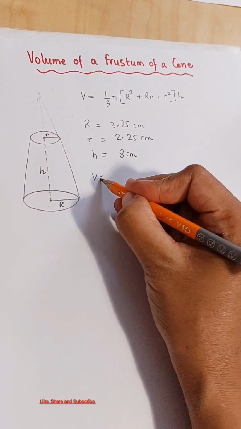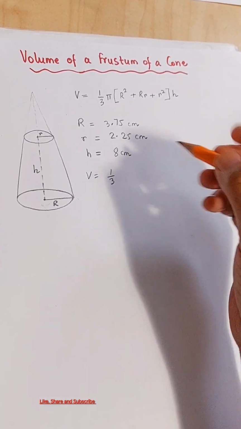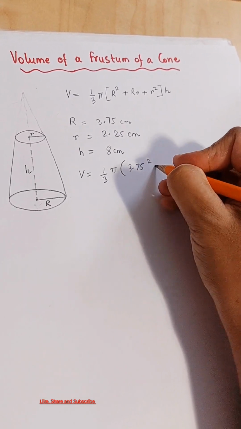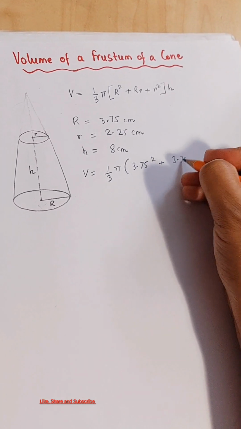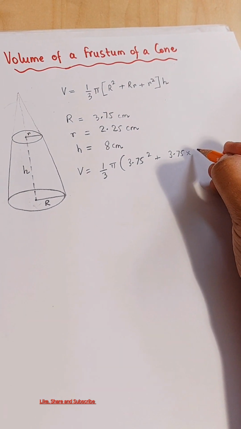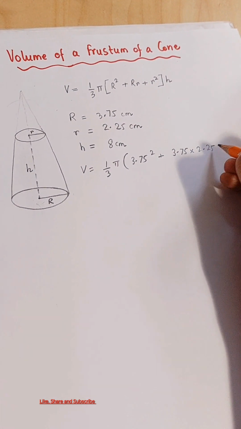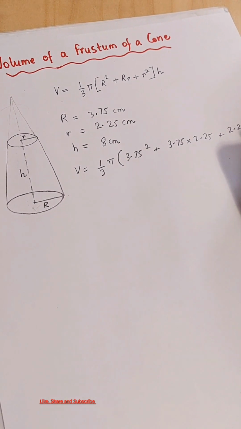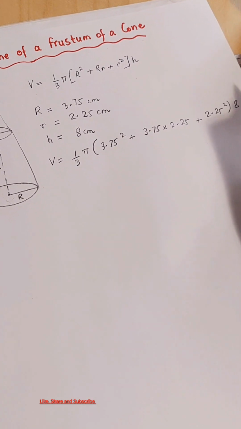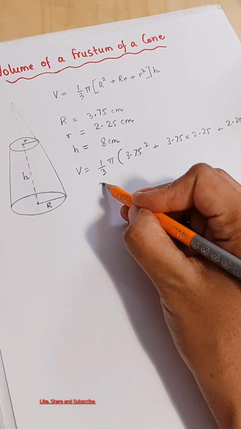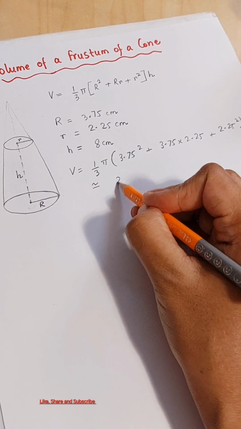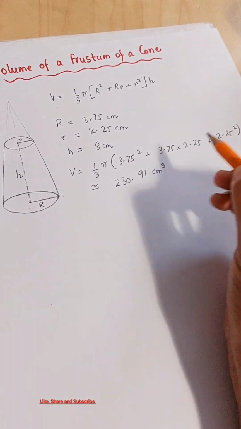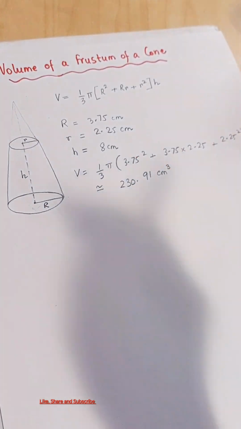So we can find out V by putting the values in the formula. So that's 1/3 pi times 3.75 squared plus 3.75 times 2.25 plus 2.25 squared, times 8. So that should give us 230.91 centimeter cubed. So that's the volume of this frustum.